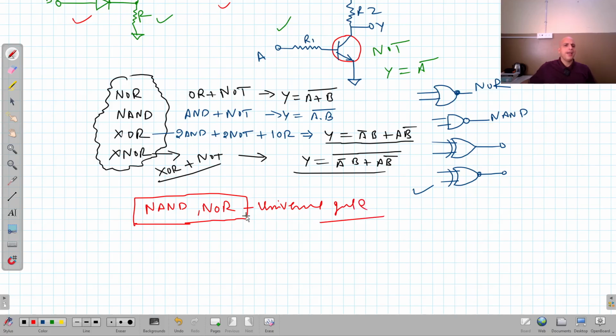We can construct any of the gates by using these 2, right? Separately, I can use only NAND gate, right? I mean, more than one NAND gate will be used, right? Or one NAND gate can be used for constructing NOT. So similarly, NOR gate can be used for constructing any of the gates. That's why we are calling them universal gates.